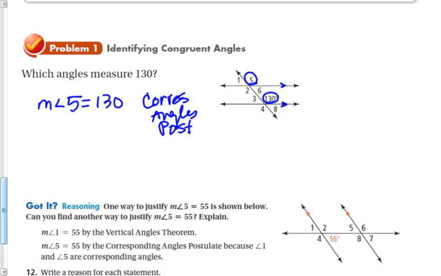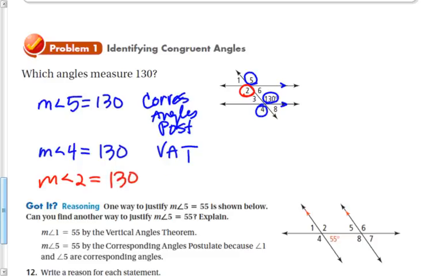And another angle that would be equal to 130 is angle 4, and that's by the vertical angles theorem. And one other angle that would be equal to 130 would be angle 2, and that's from the alternate interior angles theorem. All right, I'll let you try that.